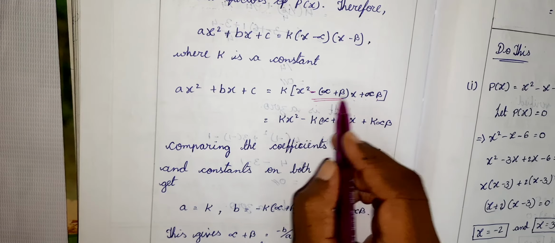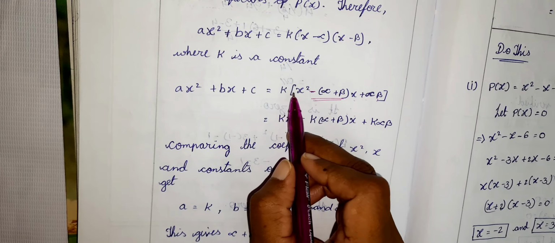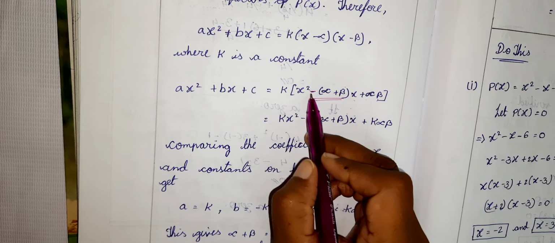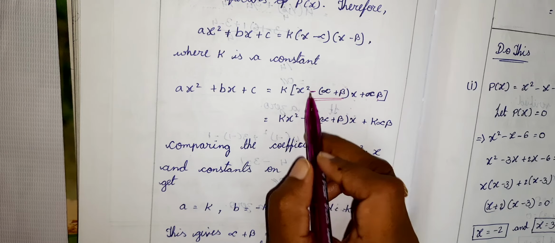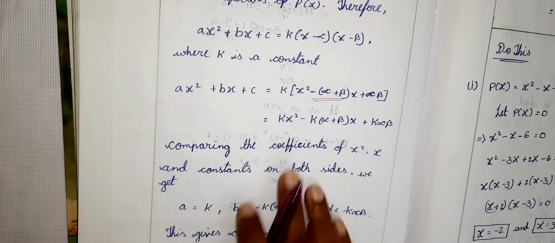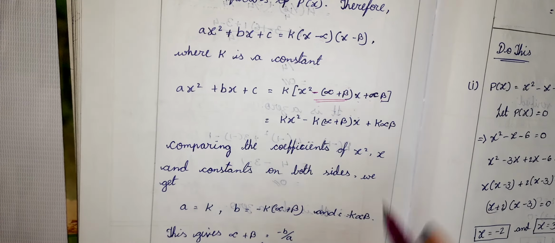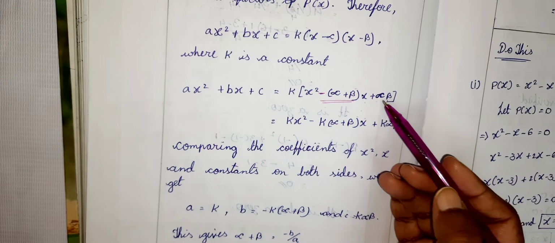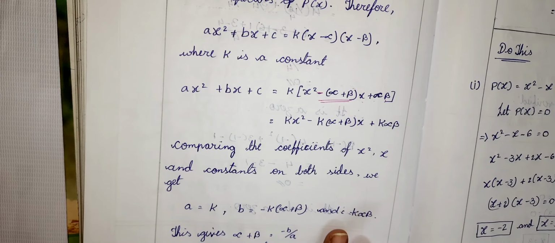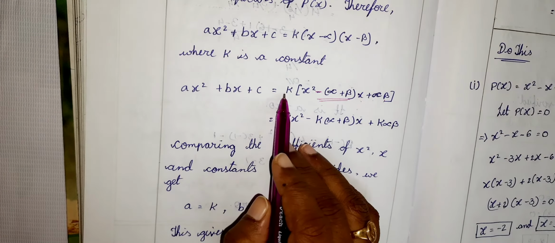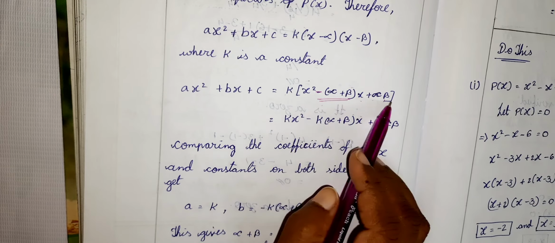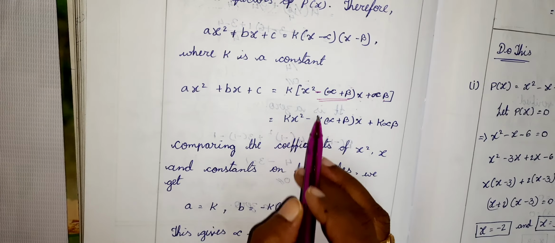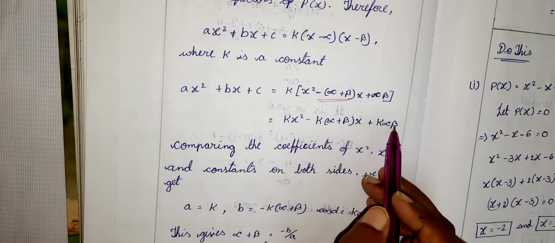So what do we understand here? This is always the sum of the roots. Right, what is the b term? It is always minus of alpha plus beta. What is the c term? That is the constant term. The constant term is the product of alpha and beta. Right, so now applying k, distributing k on every term, you will get kx square minus k of alpha plus beta x plus k alpha beta.